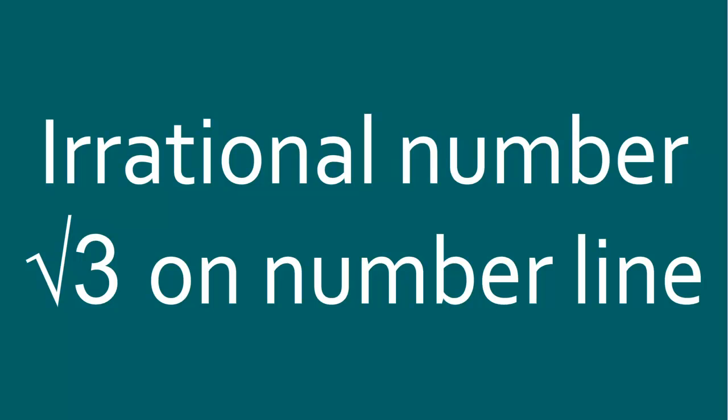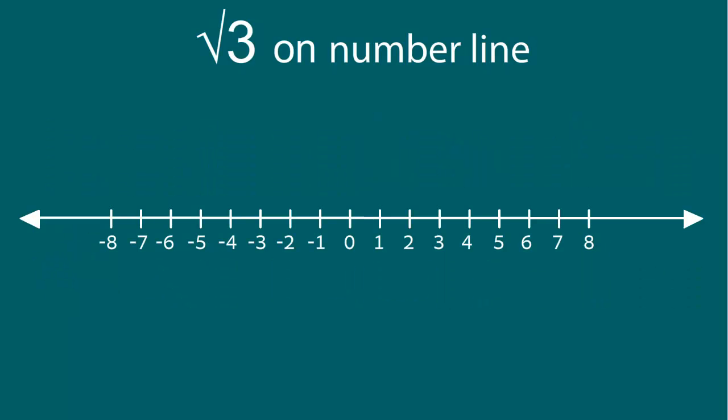How do we draw the irrational number square root 3 on the number line? Let's find out. So we have drawn ourselves a number line. Now we want to find out where is square root 3. So we know a few things about square root 3 just by looking at the number.